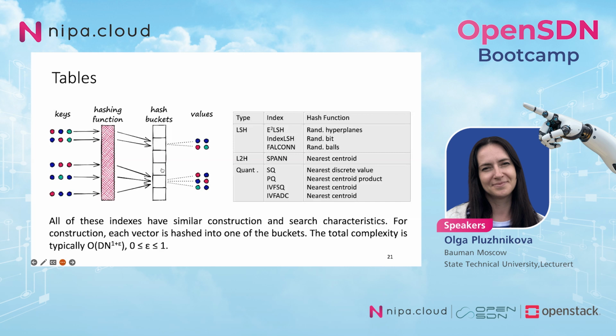All of these indexes have similar construction and search characteristics. For construction, each vector is hashed into one of the buckets. The total complexity is typically not very much. For LSH, each vector is hashed multiple times. For quantization-based approaches, k-means multiplies the complexity by a constant factor. For search, the query is hashed onto a key, and then the corresponding bucket is scanned.